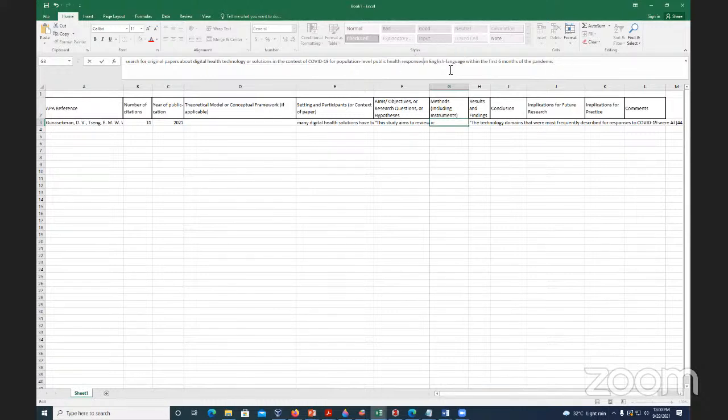Hold on. I want to make it a little different, so it makes a little more sense even to me. Papers in English, within the first 6 months of the pandemic about digital health. Because this is basically what they did. That's their method. They're basically searching for these papers, and once they found a match, then they did analysis of those papers.